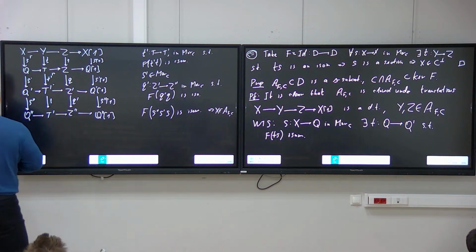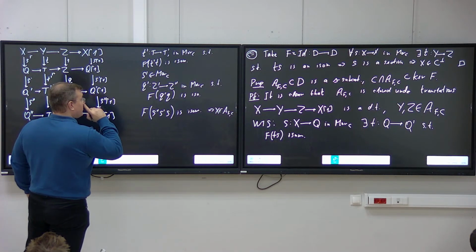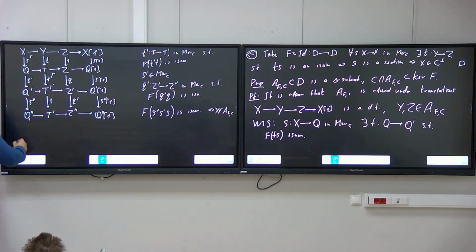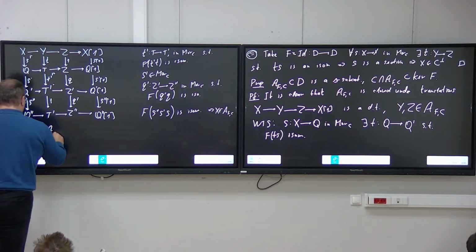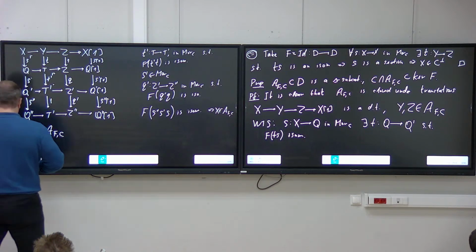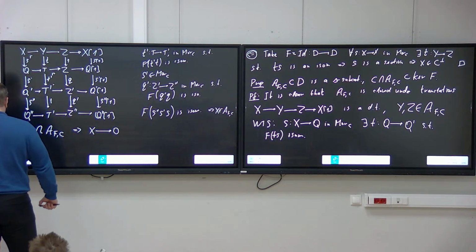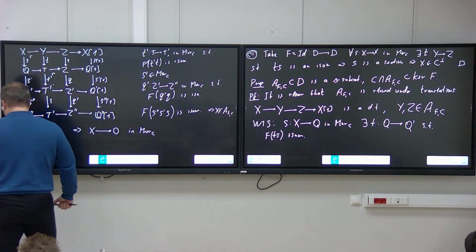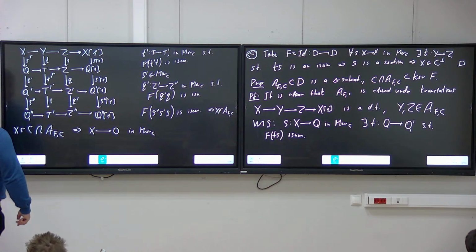Okay, and the last part. So I need to show that the intersection is in the kernel of the functor F. So for the last part, let me take x, which is in the C, intersect with the A, FC. Then I claim that if I look at the map from x to 0, this is in the Mor C. That means that the cone of it is also in C.